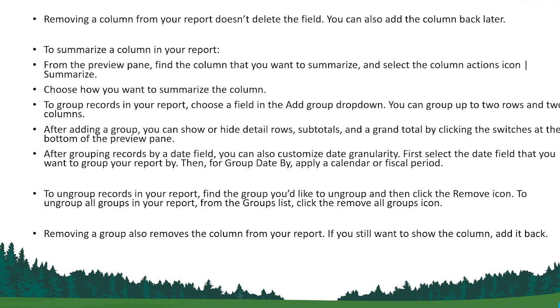Now if you want to ungroup again, then you just need to click on the remove icon, ungroup, and then click on the remove icon. So all the groups that you have organized in your report will be ungrouped, and removed from the group list, and you can remove the group icon. When you are removing a group, it will remove the column from your report.